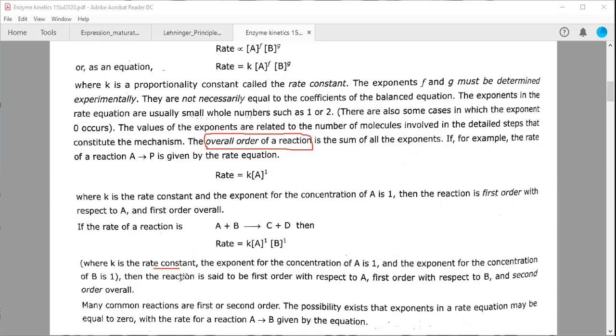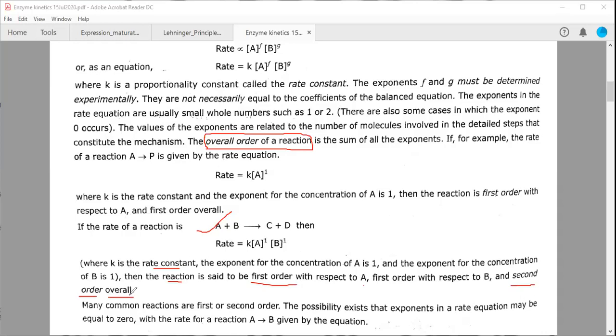So then the reaction is said to be a first order reaction with respect to either A or B. But if you are going to calculate the overall reaction, then it will be second order, okay? Because there are two substrates involved in this reaction. Therefore, if you add 1 plus 1, it will be 2. So it will be a second order reaction overall.